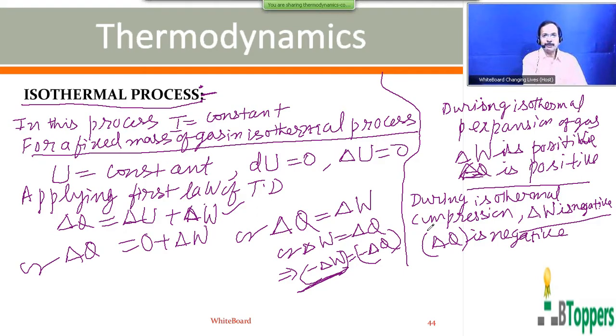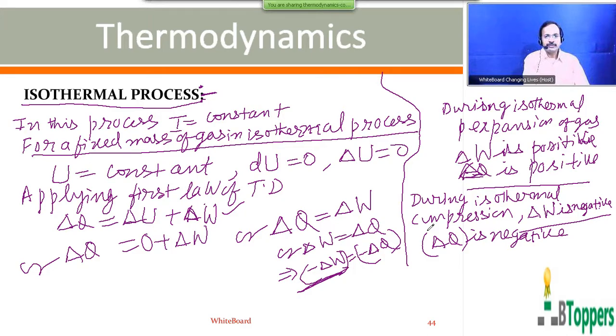So a perfect isothermal process is a practical impossibility, practically not possible, because a perfect conductor is not available. Because in practice, finite time is required. I mean, considerable time is required for transfer of heat energy to take place between the system and surroundings. The time required depends on the dimensions of the vessel and thermal conductivity of the material of the vessel.